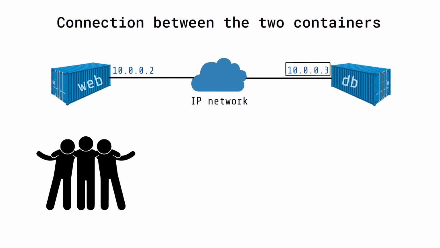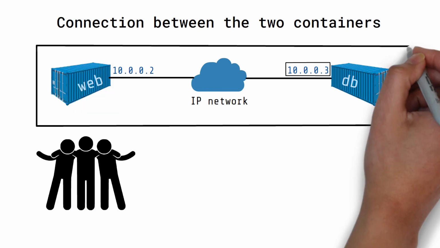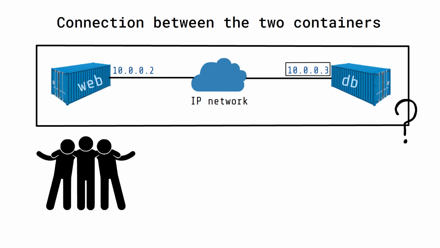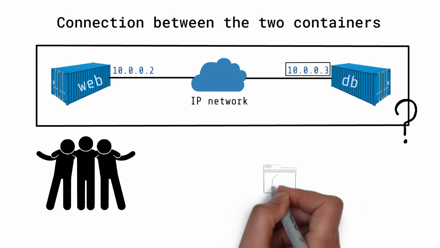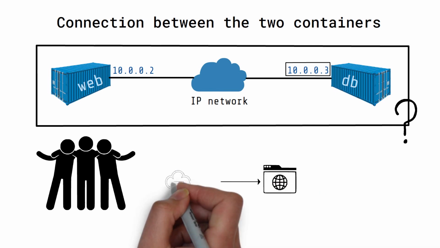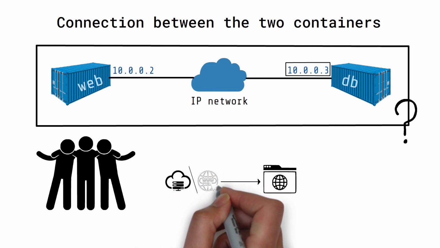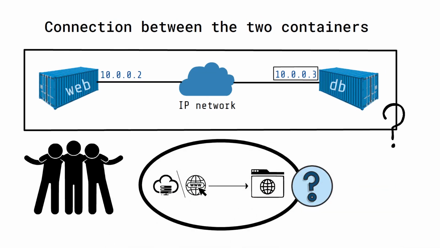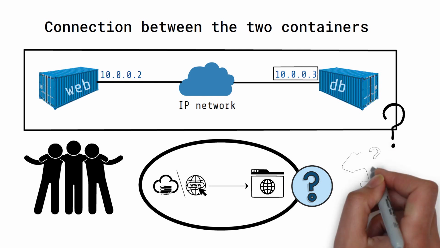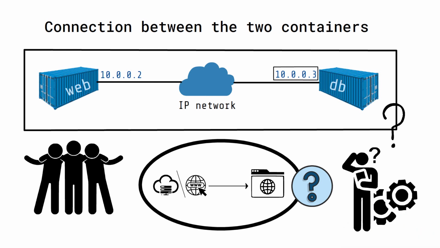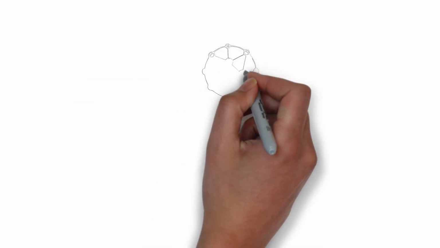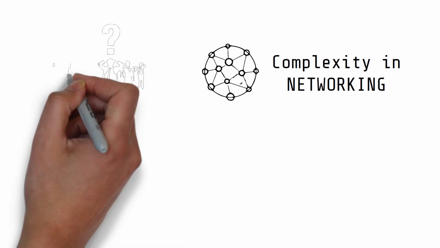Awesome. But how do we actually create this network in the first place? Also, if we wanted to reach our web application from the host or from the internet, how would we do that? These problems seem simple on the surface, but implementing a solution doesn't sound like so. Welcome to the complexity so common in networking.